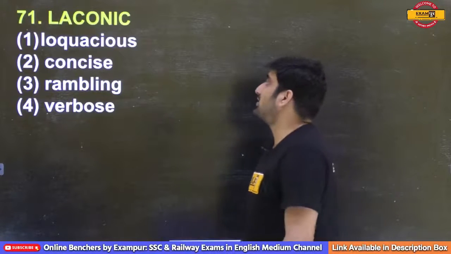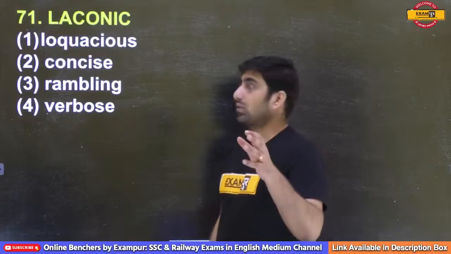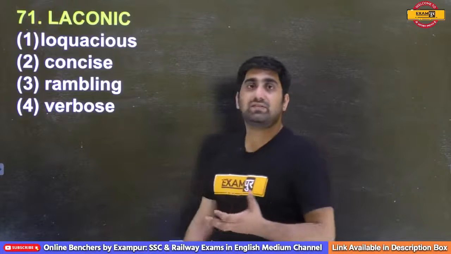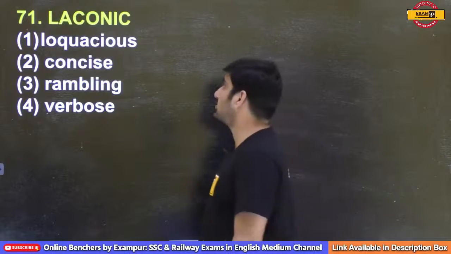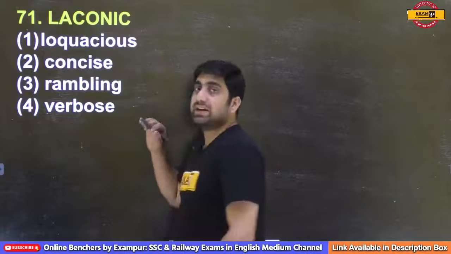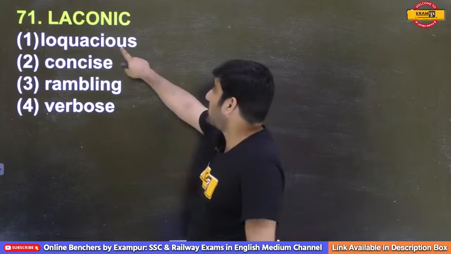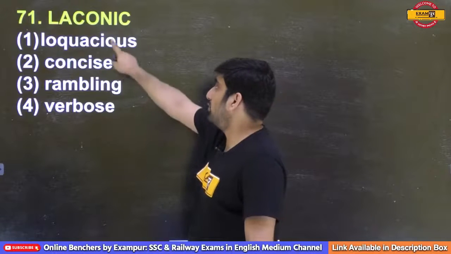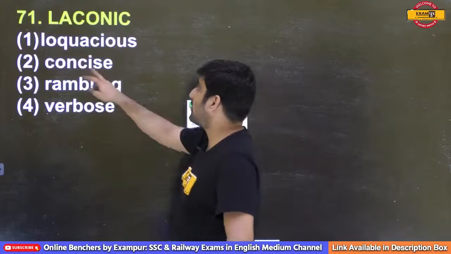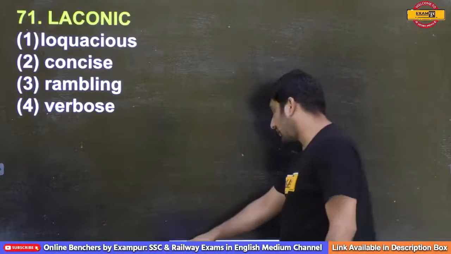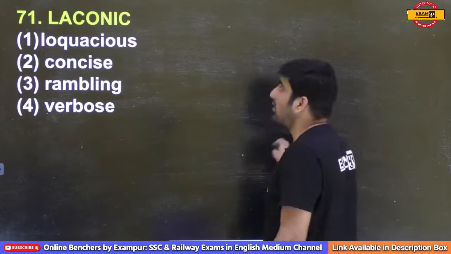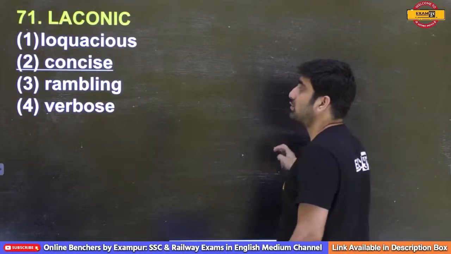So laconic basically means to be concise, or to give a statement which is concise. What do you mean by antonyms? Antonyms will be loquacious and verbose, both will be antonyms, and the synonym is concise. Guys, I expect and hope that you all are with me, and the correct answer is concise.